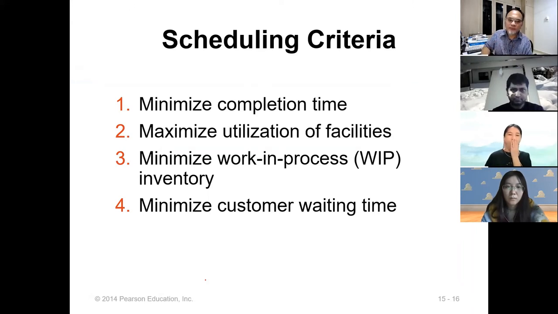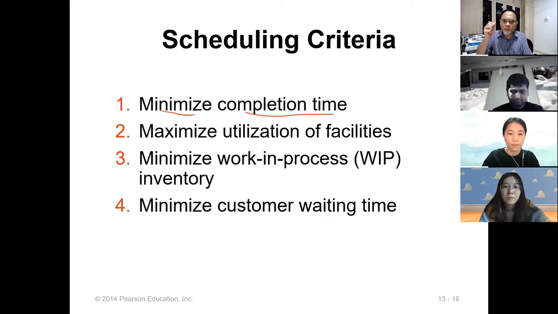Okay, when we schedule, we need to think about what the criteria are. I've already mentioned just now the work in process. One of the criteria that companies always consider and also try to measure is minimizing your completion time. That means you try to make sure that all jobs are completed on time. If there is a delay, you can measure, for example, the average delay time. So that's one measure.